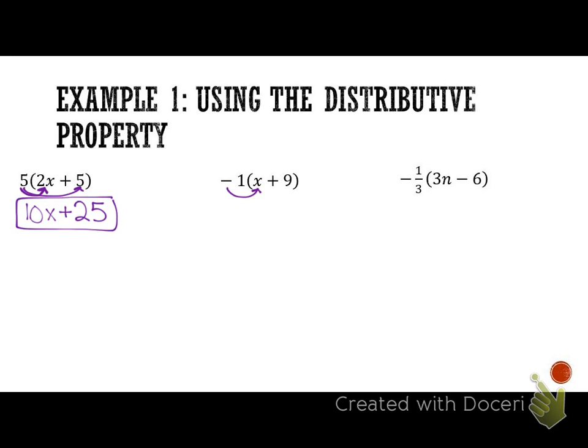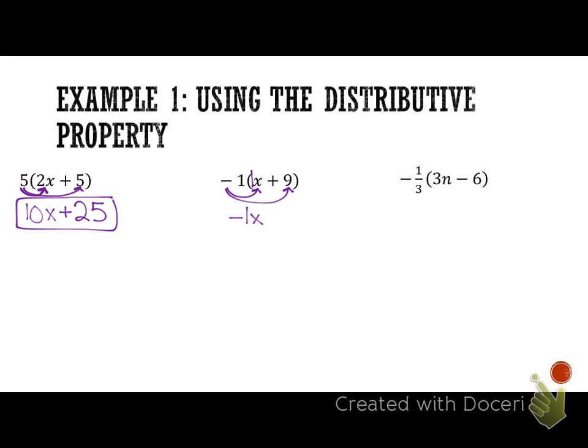-1 times x and -1 times 9. Again, why do I do that? Because I can't do x plus 9. I can't add those together inside. So instead, I'm going to distribute the -1. Well, if there's nothing in front of the x, what is understood to be there? 1. So -1 times 1 would be -1. And now bring down your x.